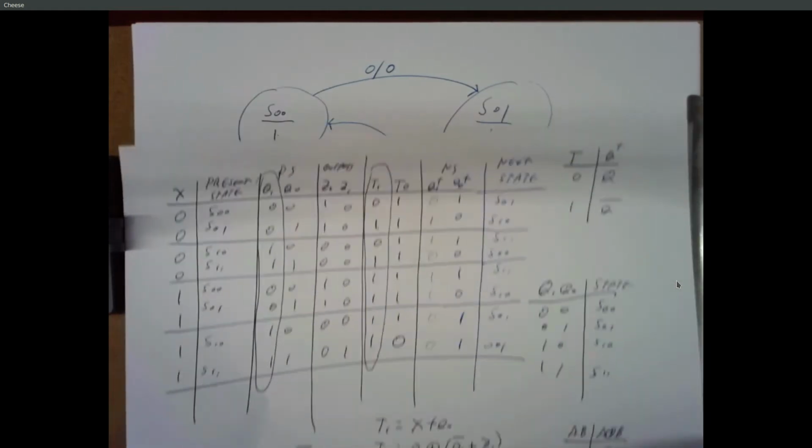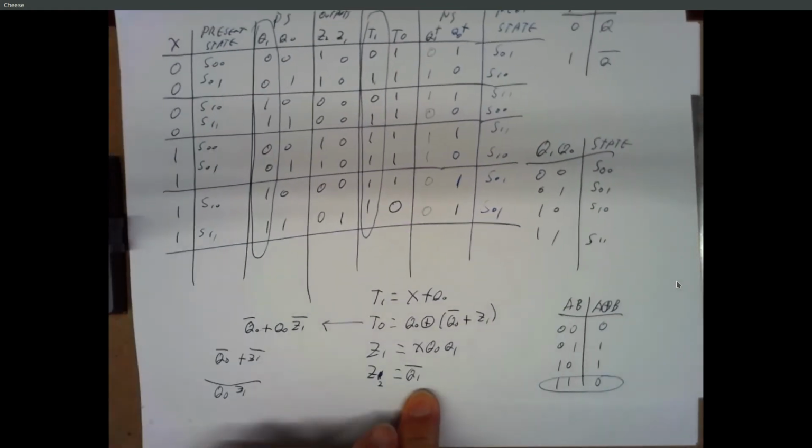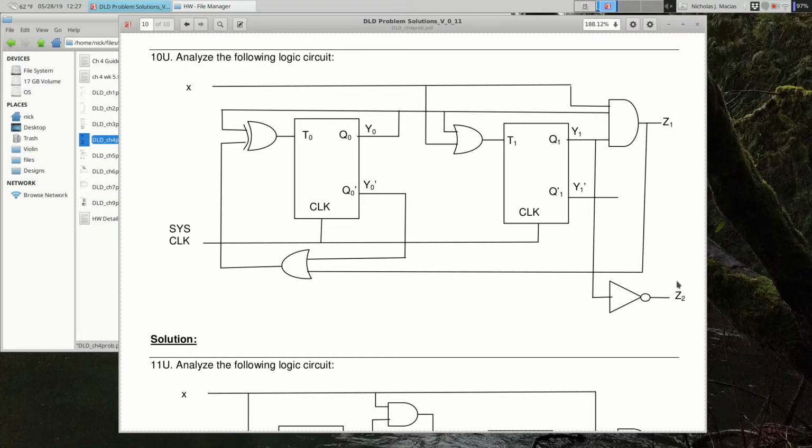So Z2, if we look at the equation, it only depends on the state variable, Z1. Or if you look at the circuit diagram, you can see it only depends on the output of the flip-flops. That's what we mean when we say an output is a Moore output. It means it's only a function of the flip-flop values.